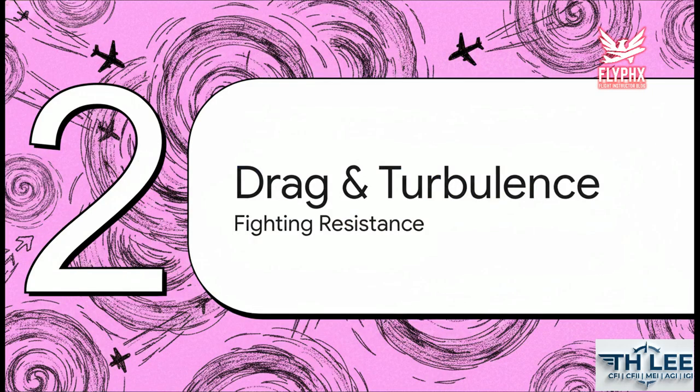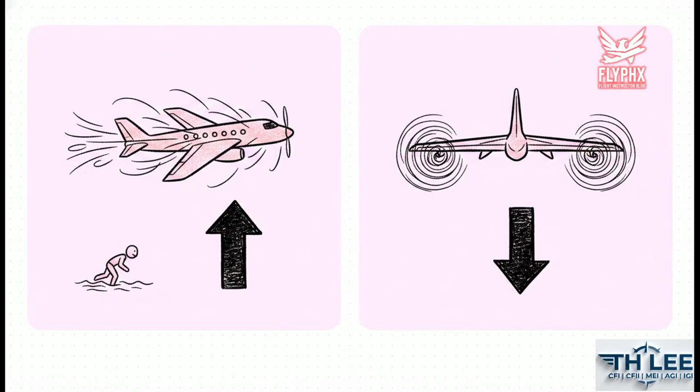Moving right along to Section 2, drag and wake turbulence. So, drag comes in two main flavors, and you absolutely need to know both for your exams. First is parasite drag. This one actually increases as you fly faster. It's made up of form drag from the airplane's physical shape, skin friction from things like microscopic rivets, and interference drag right where surfaces meet, like where the wing's strut attaches to the fuselage.